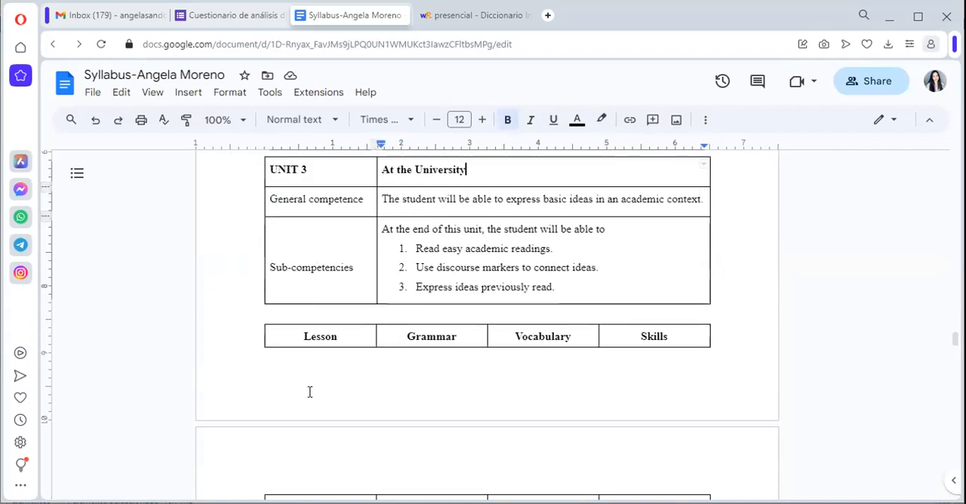In Unit 3, titled At the University, the general competence is that the student will be able to express basic ideas in an academic context. So at the end of this unit, the student will be able to read easy academic readings, use discourse markers to connect ideas, and express ideas previously read.